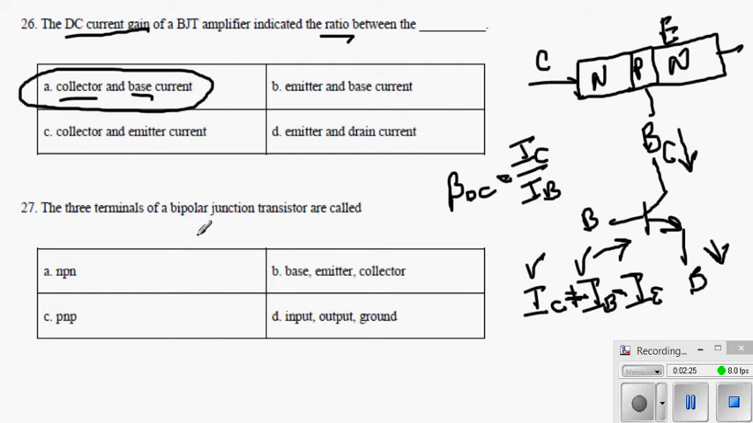It seems like I have answered question number 27 by drawing the diagram for you. The three terminals of a bipolar junction transistor are called. Now, you may get confused and call it NPN, but that's not what the terminals are called. That's the material that creates the bipolar transistor. The actual terminal names are base, emitter, collector. So be careful with this question.